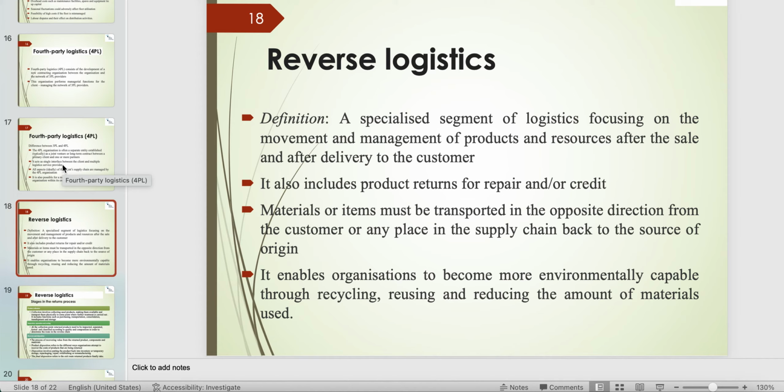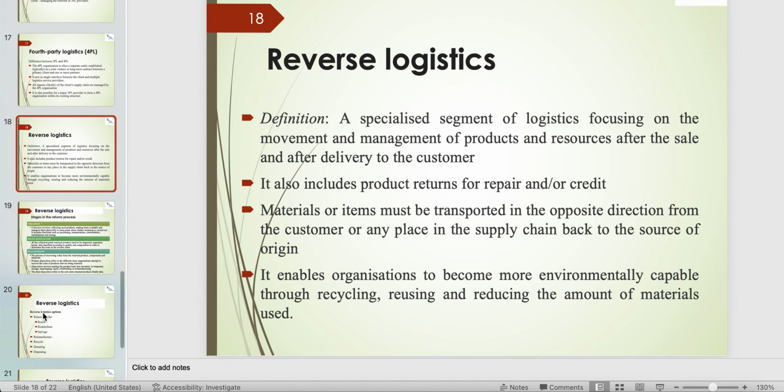It could also be a process that enables organizations to become more environmentally friendly when it comes to recycling, reusing, and reducing the amount of material use. So the bottom line is that the materials or items must be transported in the opposite direction from the customer or any place in the supply chain to the source of origin, to make sure that it comes back from where it initially was generated.